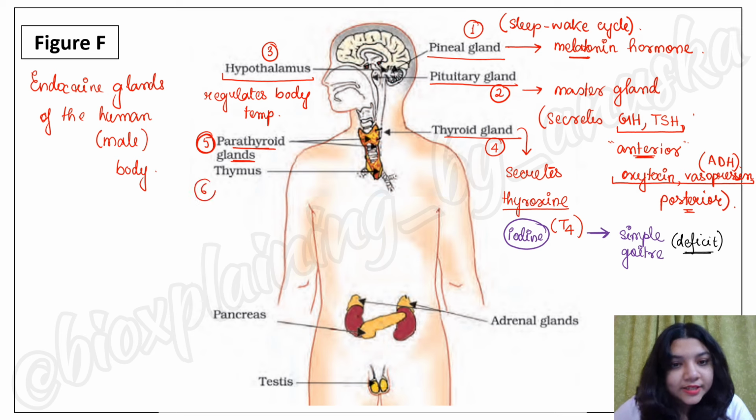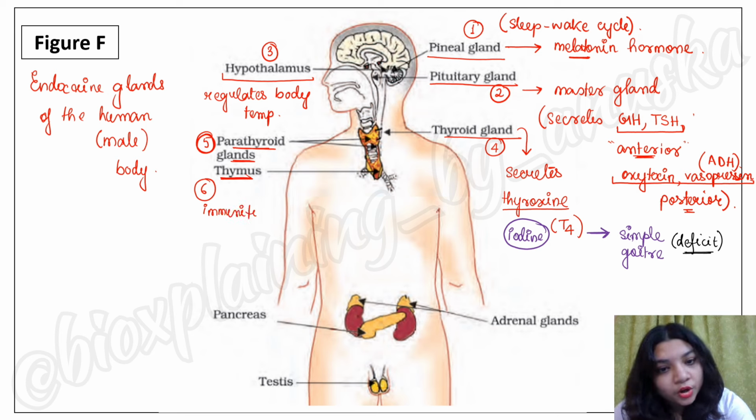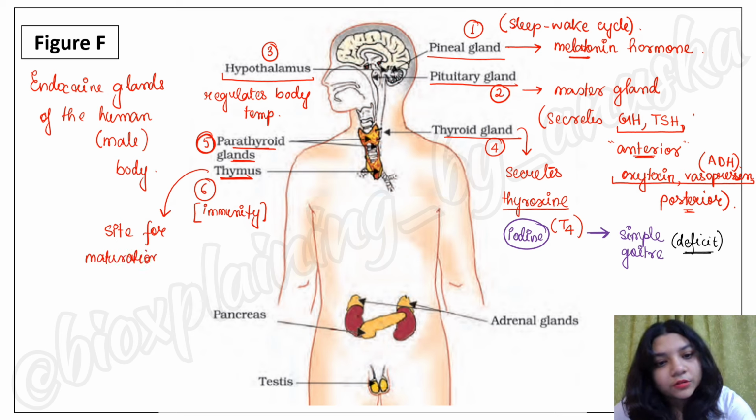Then what do you have sixth? Sixth you have the thymus. So more than having endocrine roles, this thymus has a huge role in the immunity of the body. What is the role of thymus in the body's immunity? This is the site where T lymphocytes mature. Site for maturation of T lymphocytes.